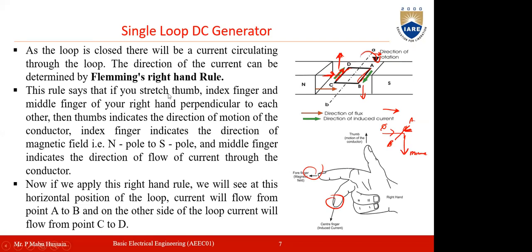You use Fleming's right hand rule to find the direction of your induced EMF. If you apply the right hand rule, we will see that at this horizontal portion of the loop, current will flow from A to B, and on the other side it will be from C to D. So in conductor AB it will be this side, in conductor CD it will be this side. The current will be going like this.